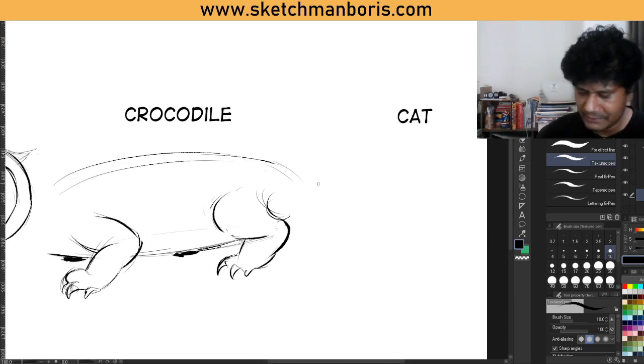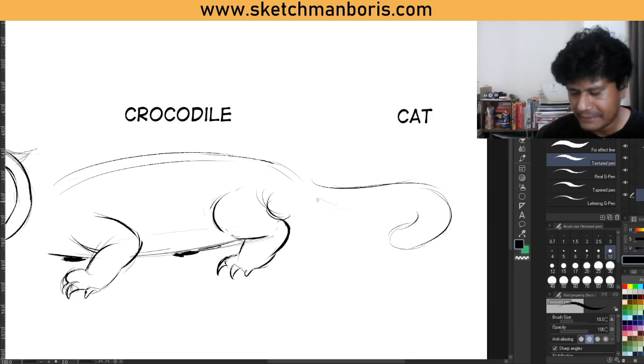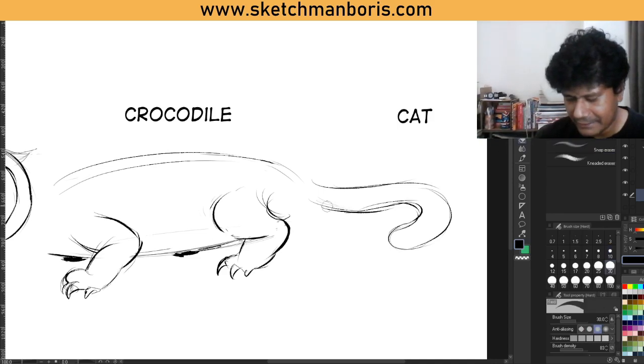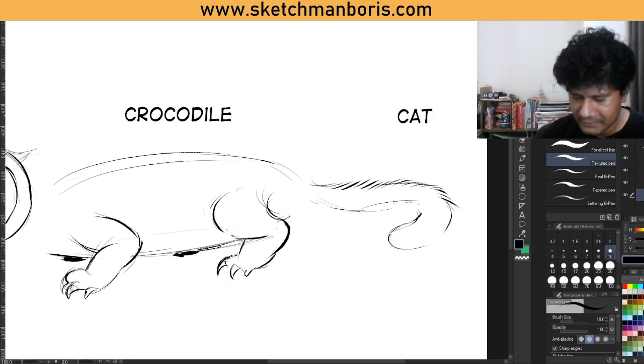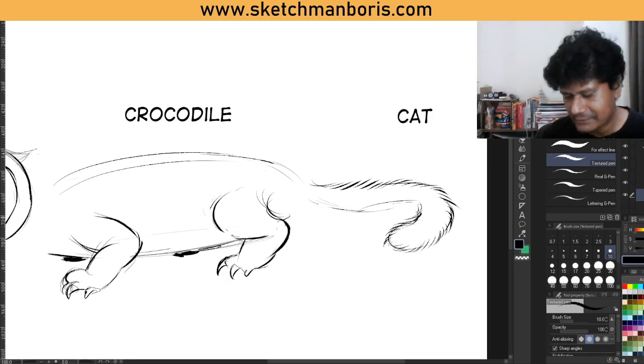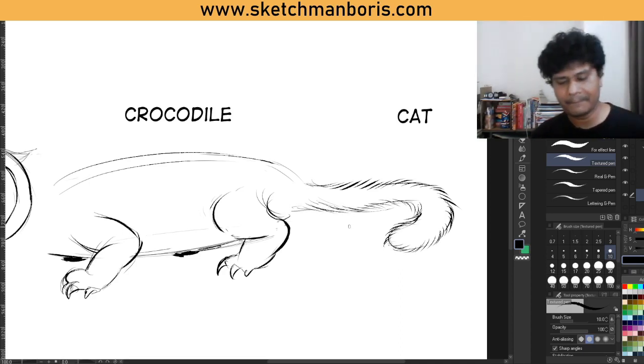Okay, we'll use the tail, cat's tail. And as I explained in the workshop, if you want to sell the fact that this is made out of fur, you just do this. You build that line with lines like this, and that gives you the illusion that this is made of fur, right?